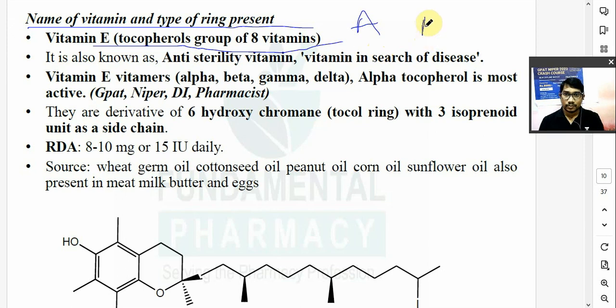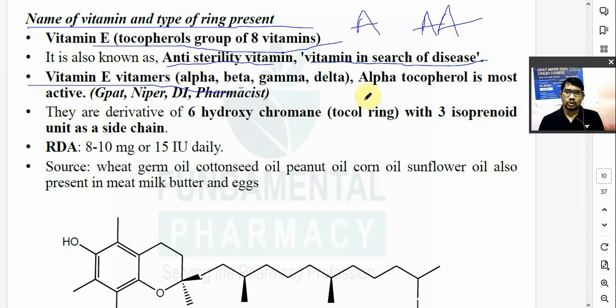विटामिन ई का विटामिन्स कौन सा है? अल्फा टोकोफेरॉल, बीटा टोकोफेरॉल, गामा टोकोफेरॉल, डेल्टा. ऐसा 8 है. सो ओके. सो अल्फा टोकोफेरॉल इज द मोस्ट एक्टिव. सो अगर पूछा है so which tocopherol is active? Alpha tocopherol is active. Now what is the ring present? They are the derivative of 6-hydroxychromone ring, which is also known as tocol ring. इसको अपन tocol ring बोलते हैं. 6-hydroxychromone और tocol ring with the 3 isoprenoid unit side chain. तो डेली अलाउंस कितना है? 8 to 10 मिलीग्राम और 15 international unit daily.